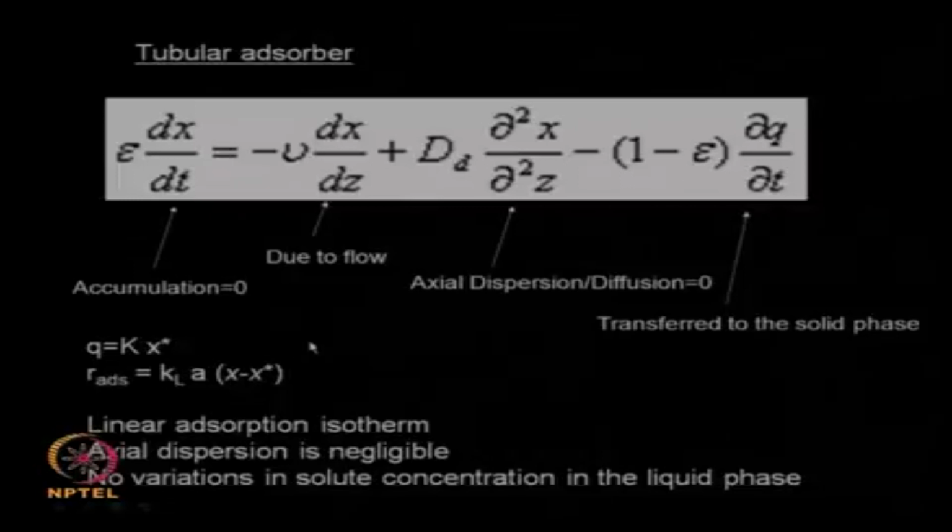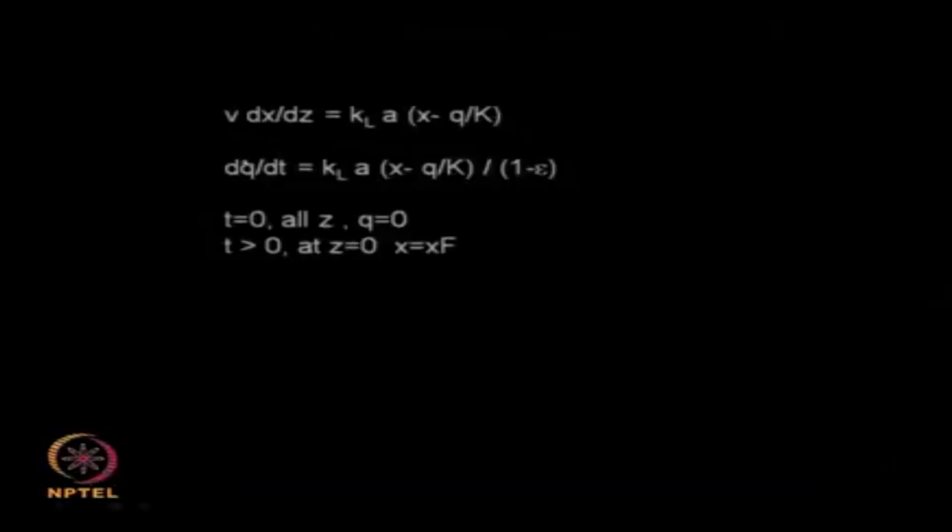So we will end up with a linear differential equation. We can reduce the second order partial differential equation into linear differential equation like this: v dx by dz is equal to KLA (x minus q by K), and dq by dt is equal to KLA (x minus q by K) divided by 1 minus epsilon.